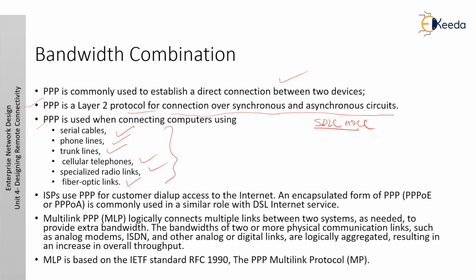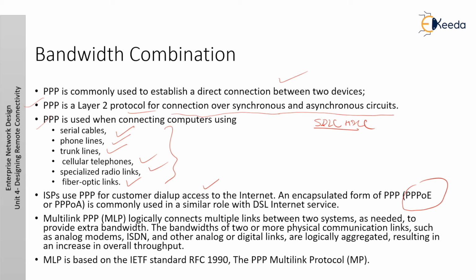ISPs use point-to-point protocol for customer dial-up access to the internet. An encapsulated form of point-to-point protocol is PPPoE, already discussed, or PPPoA over ATM, and PPPoE is over Ethernet. It is commonly used in a similar role with DSL internet services.